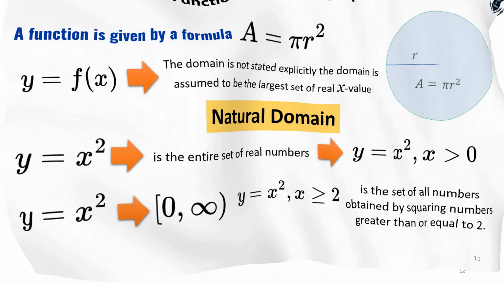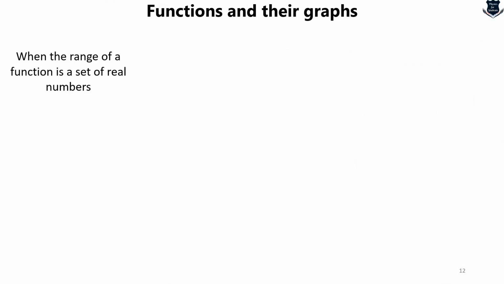Now, the next thing which becomes important is that when the range of a function is a set of real numbers, the function is said to be real valued. So when the range of a function is a set of real numbers, the function is said to be real valued. And the domain and ranges of most real valued functions are obviously real variables, and we consider the intervals.